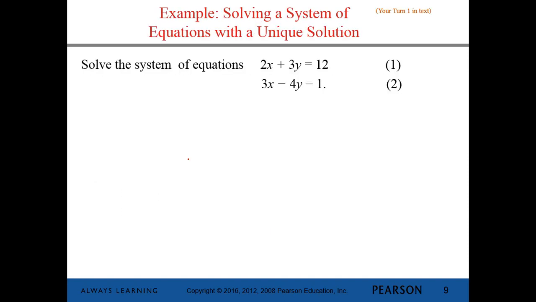Let's look at this example here. Let's say we have this system of equations and we want to find a unique solution. This example has a unique solution. They don't always have a unique solution.